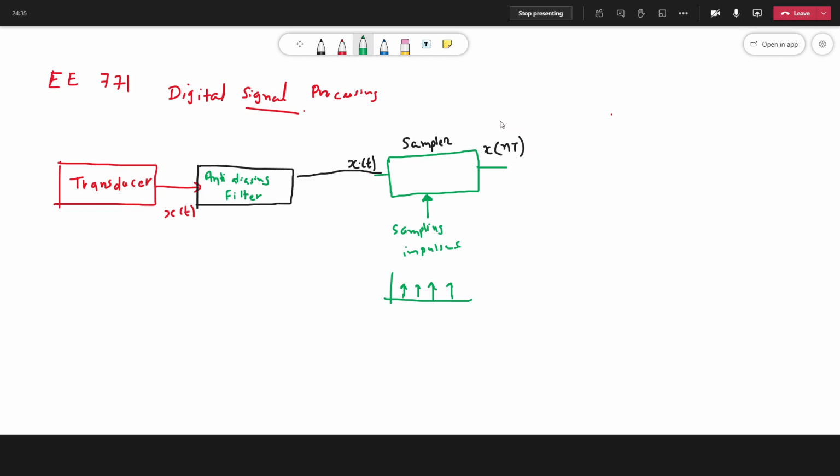Now, as this is a discrete time signal, still in the analog domain, we need to convert it into digital, and for that you will require a block called an analog to digital converter. But is it sufficient to apply the signal to the input of the analog to digital converter? Let us try to understand.